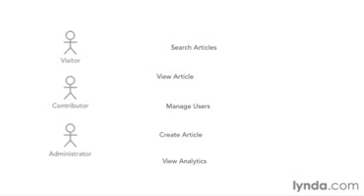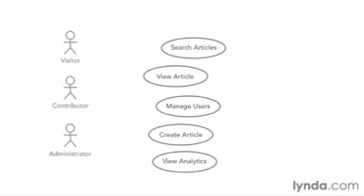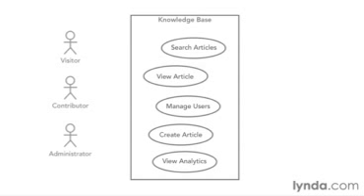And just as I show actors with stick figures, I'm going to draw ellipses around my use case titles. This is the way we make it obvious that this is a self-contained use case and not just a piece of text. And now I'm going to draw a box around all the use cases. This box represents the boundaries of my system, my knowledge base application that I'm going to write. Anything inside the box is part of my system, and anything outside is not. So the actors are all outside.